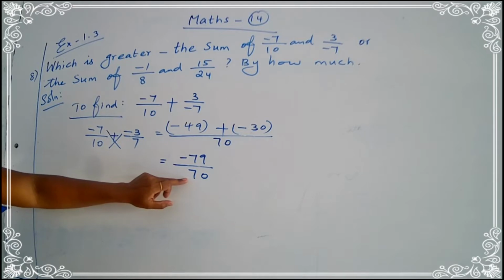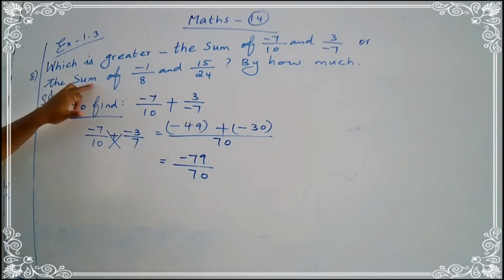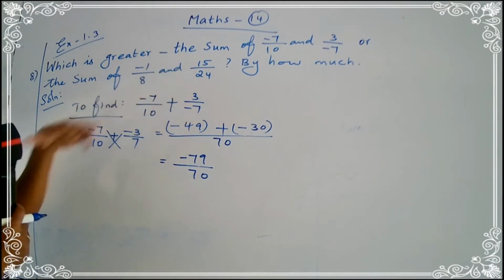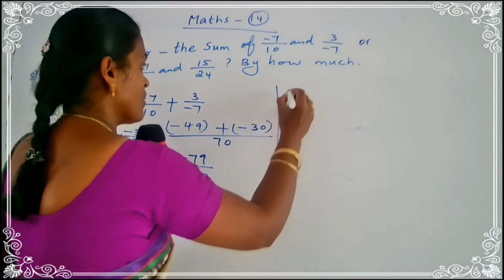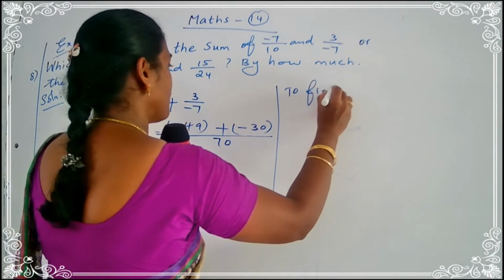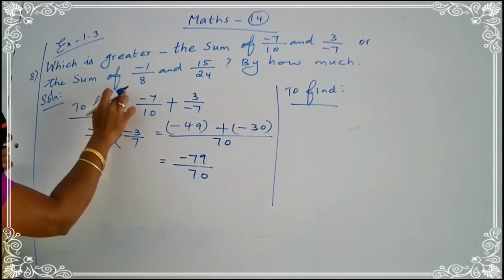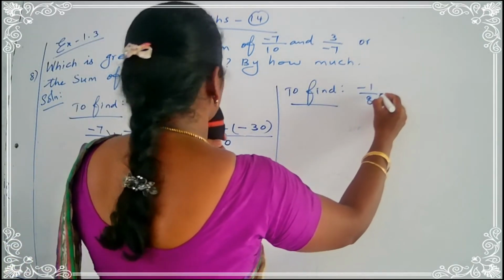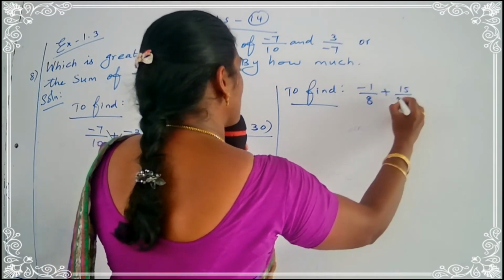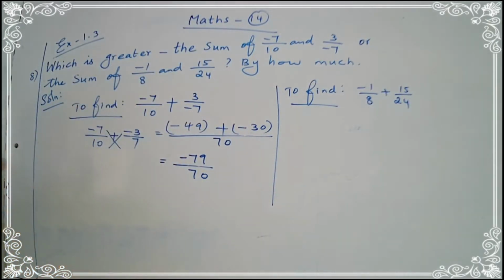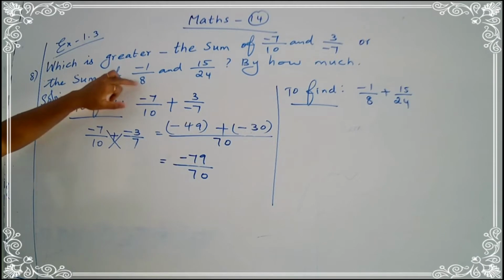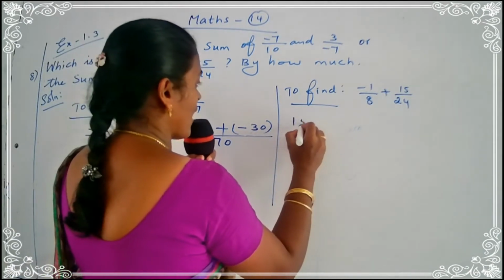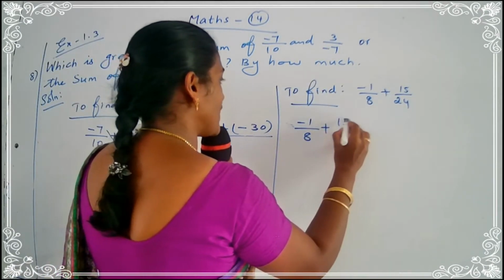Okay? So next, to find the value of the sum of minus 1 upon 8 and 15 upon 24. It can be written as minus 1 upon 8 plus 15 upon 24. Okay children, first we find the value of this. Now we have to find the value of minus 1 upon 8 plus 15 upon 24.